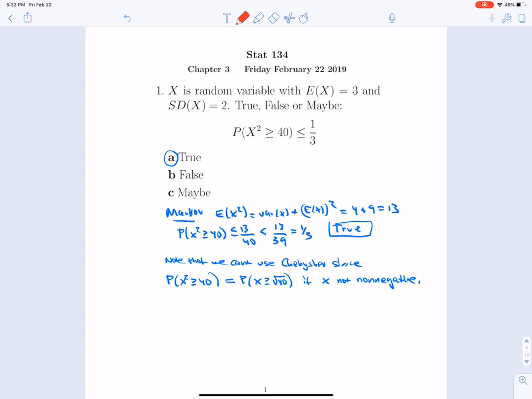Just to note that you can't use Chebyshev here because x isn't necessarily non-negative. When you take the square root of both sides, the square root of x squared is the absolute value of x, and that's not necessarily equal to x.